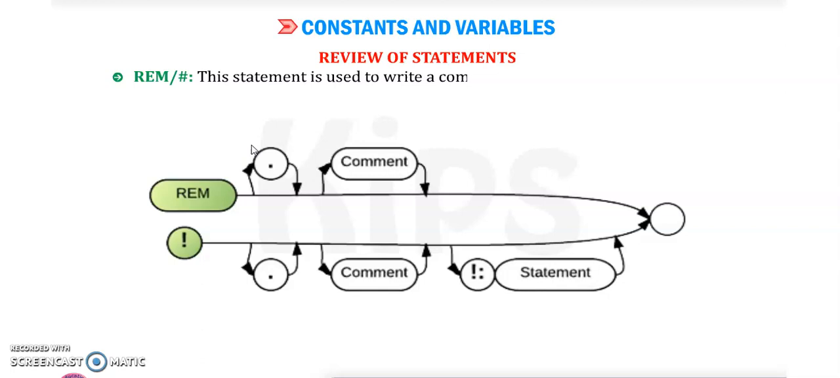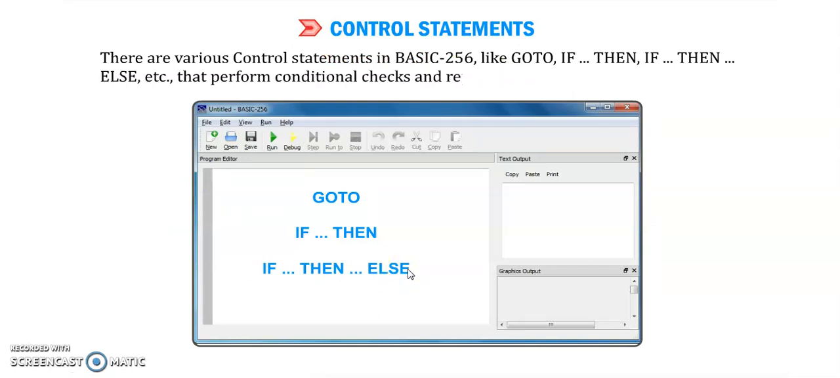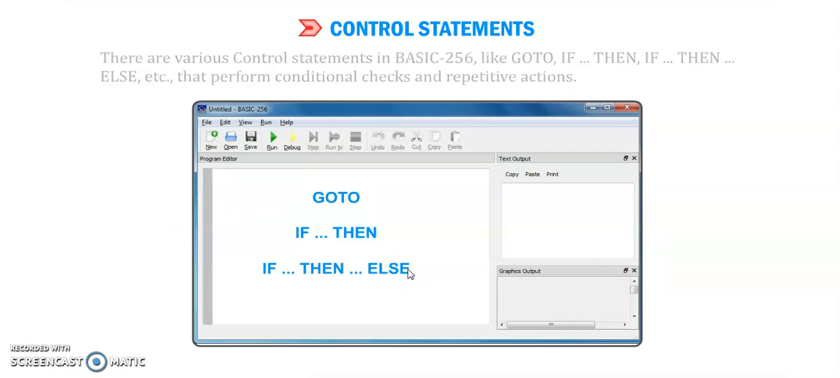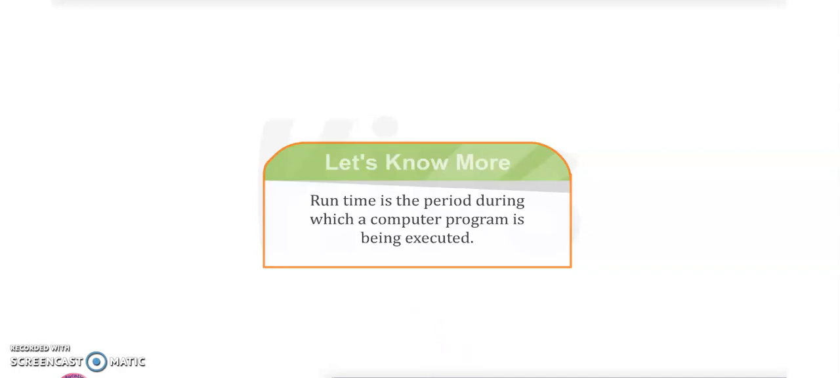There are various control statements in BASIC 256, like GOTO and IF THEN ELSE, that perform conditional checks and repetitive actions. In our daily life we make decisions and take actions accordingly. Now, let's know more: runtime is a period during which a computer program is being executed.